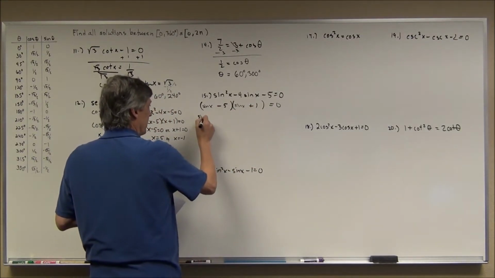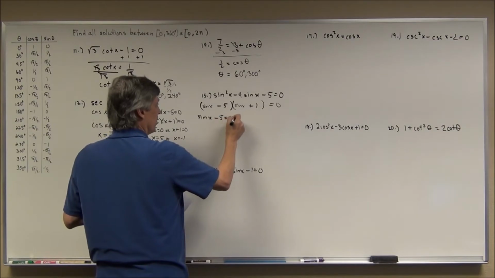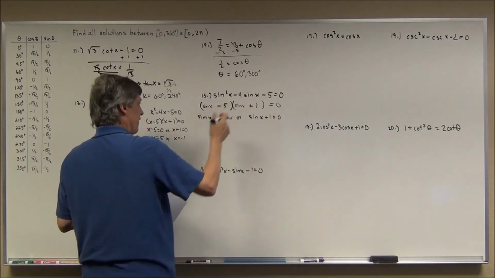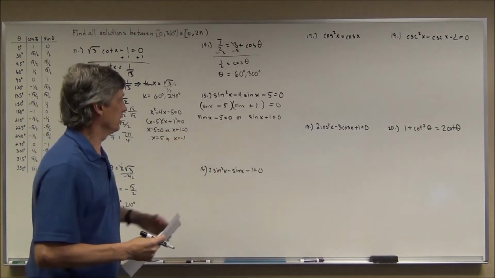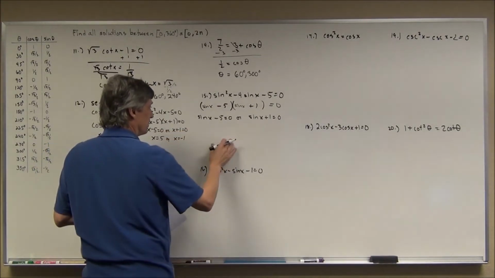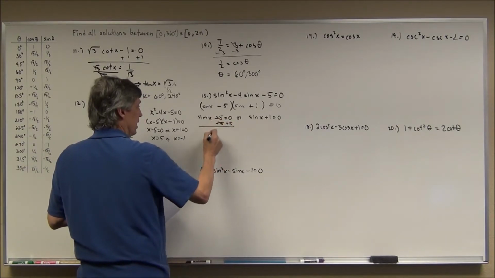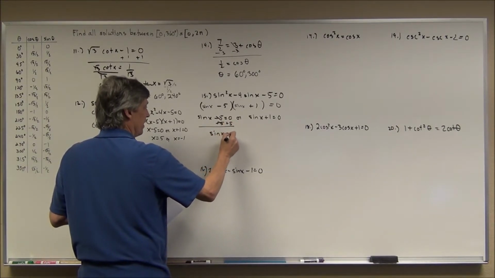So I said sine of x minus 5 equal to 0, or sine of x plus 1 equal to 0. Notice how I factor it, and then I said each factor equal to 0. And then I'm going to solve these two simpler looking equations. I'm going to add 5 to both sides. I get the sine of x is equal to 5.